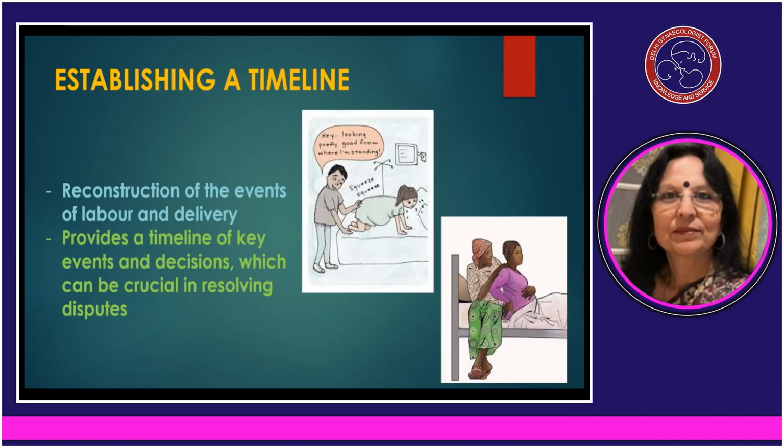So in this, you can reconstruct the events, that initially it was occipito-posterior, then it changed to occipito-transverse, then it became occipito-anterior. So you can reconstruct the events of labor and delivery. And it also provides a timeline of key events and decisions which can be crucial in resolving disputes.